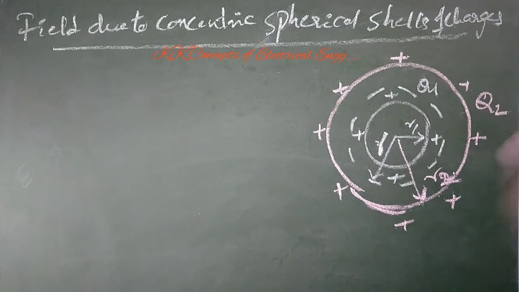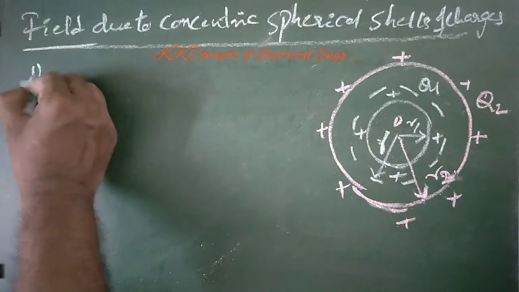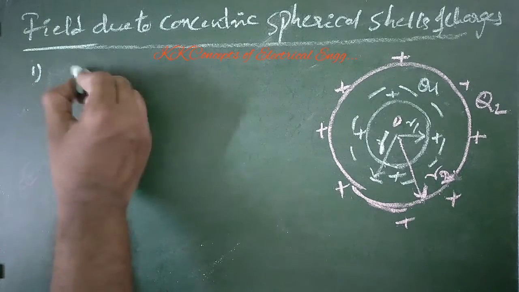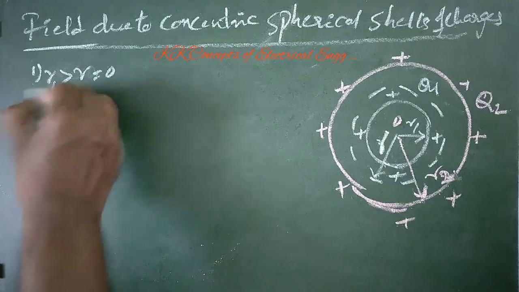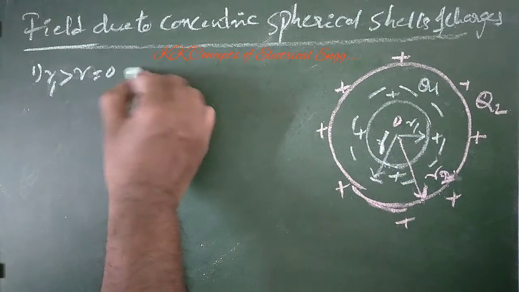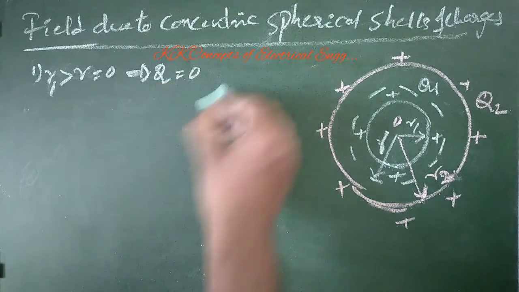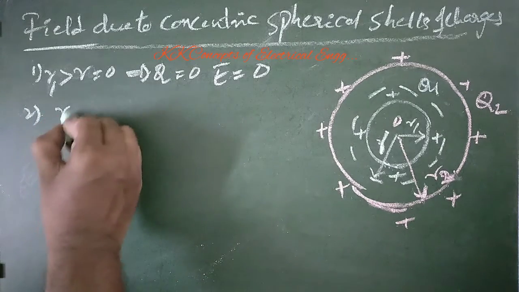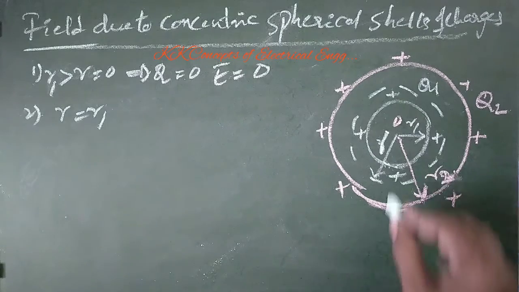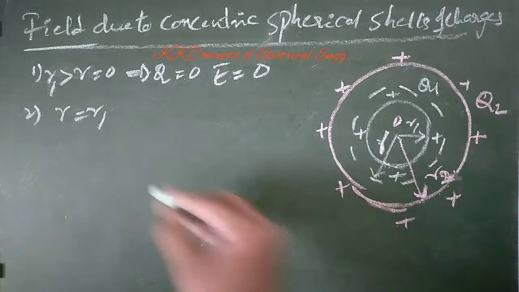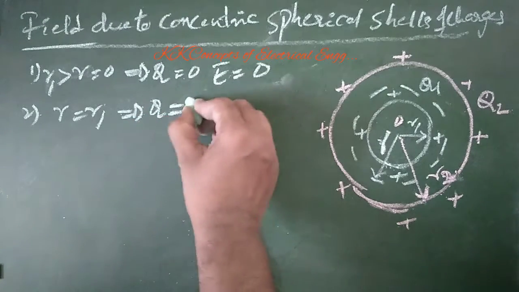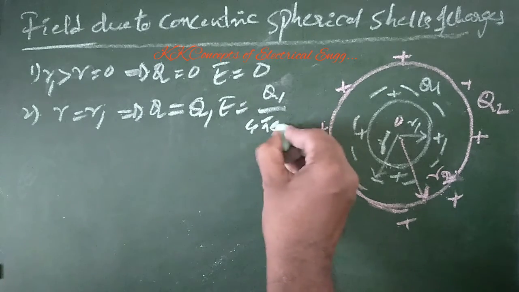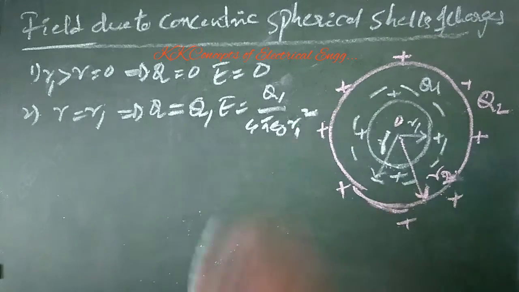At the center, in the first case, that is r equals 0 and less than r1, or else inside the first shell where q equals 0, then E equals 0. In the second case, that is r equals r1, or else on the surface of the inner shell, q equals q1, then E equals q1 by 4 pi epsilon naught r1 square.